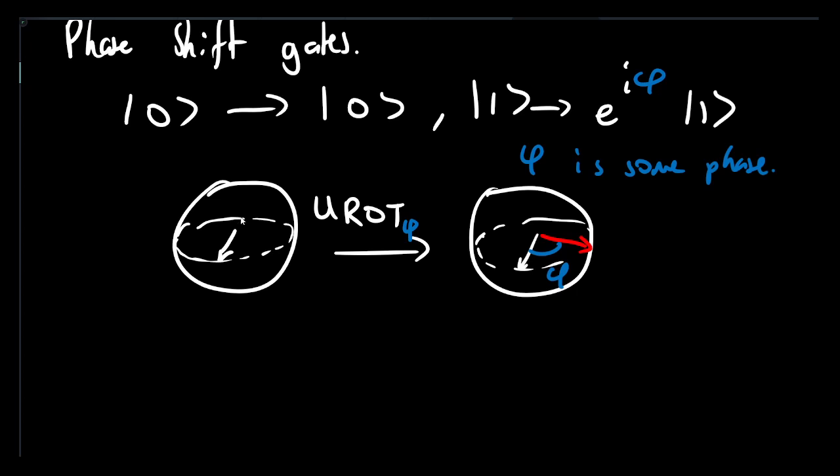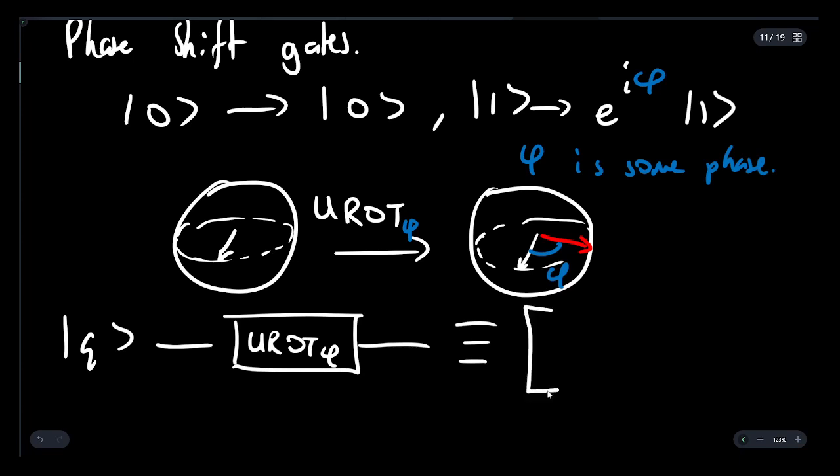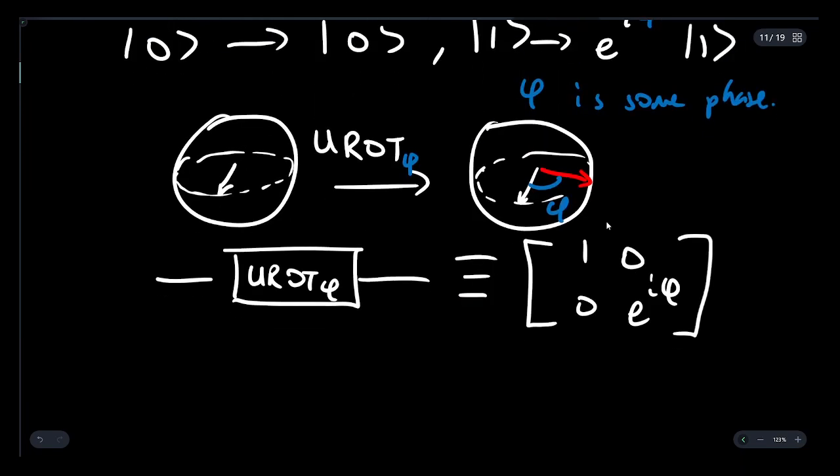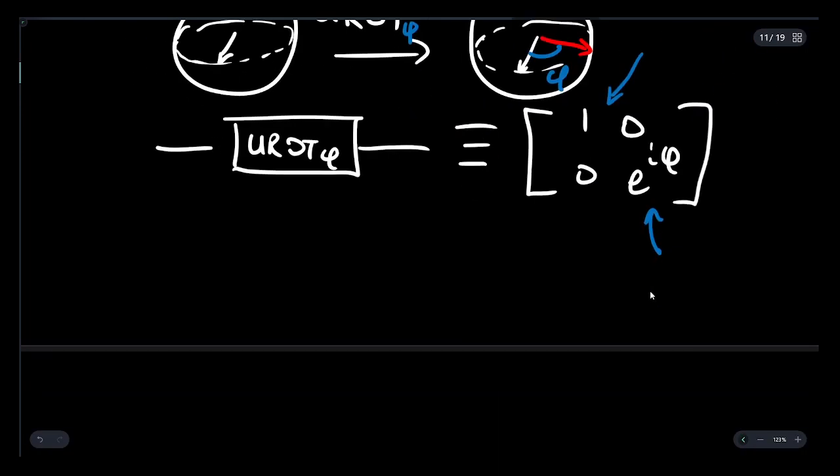Note that this doesn't actually change the computational outcomes. The probability distribution remains the same. All we have done is just added an undetectable phase onto our quantum state. Note also that the starting vector does not actually have to start on the xy plane. It can start anywhere that you'd like. As a matrix, this has the following form, where you can see that the 0 bit remains unchanged, and we add a phase to the 1 state.